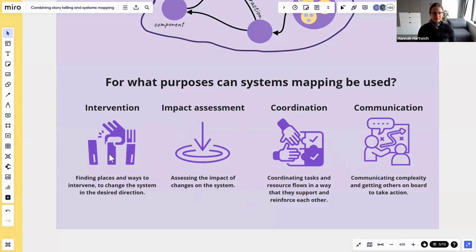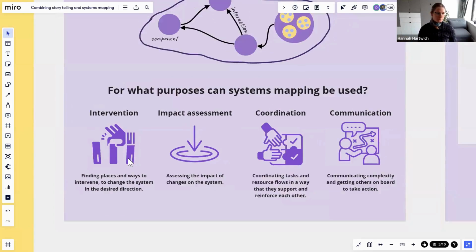Because once you make decisions about the kind of interventions that you want to make, then you also need to think about what the impact of that is. Then when you really want to make it practical, you need to think about how we can coordinate ourselves and our resource flow to actually make that happen. And you need to communicate all of that to others.